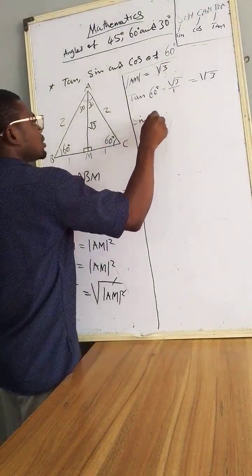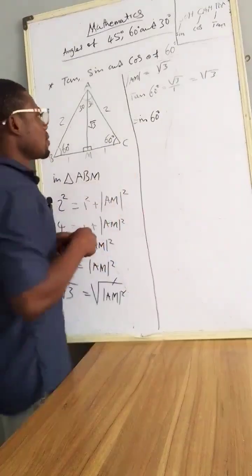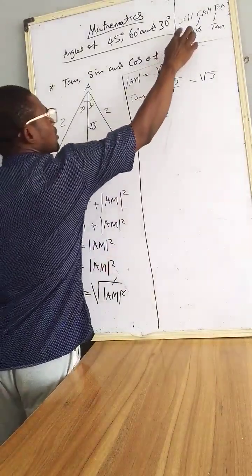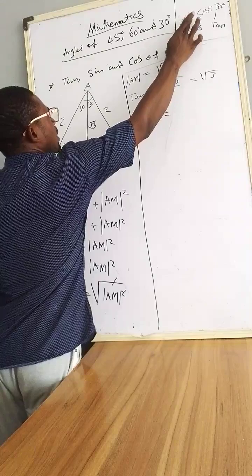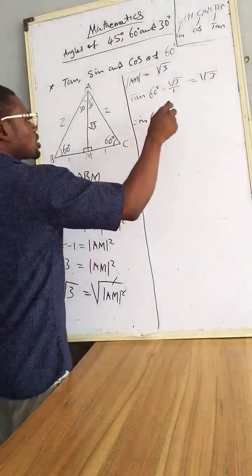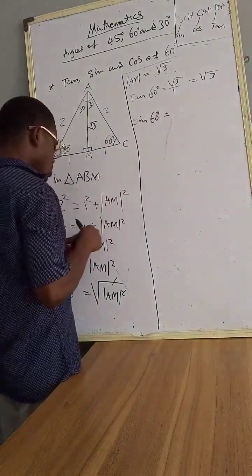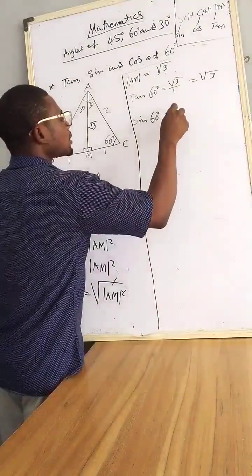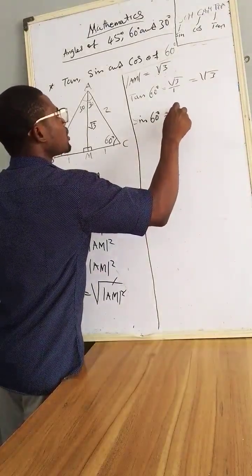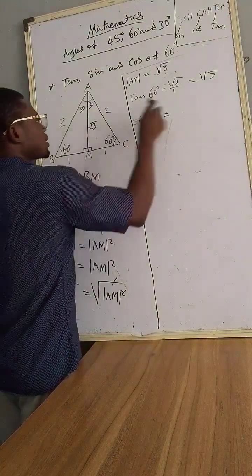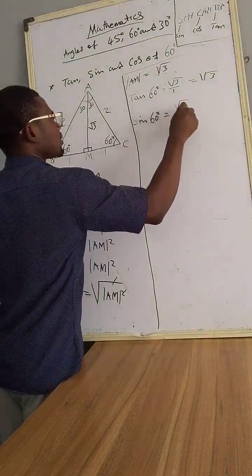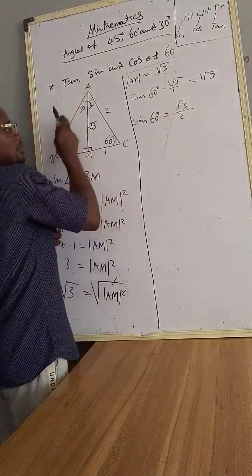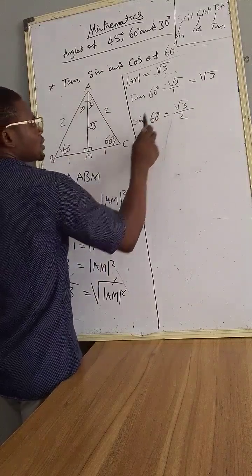Now, let's go to sine 60 degrees. We have sine has to do with opposite over hypotenuse. So I have the opposite side of this angle. What is this? Root 3. The hypotenuse is 2, alright? Hypotenuse is 2 in this one. So that is for angle 60.